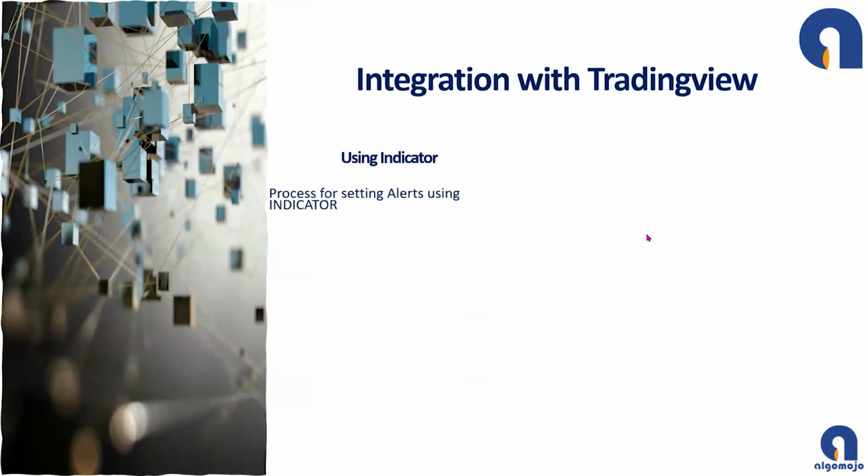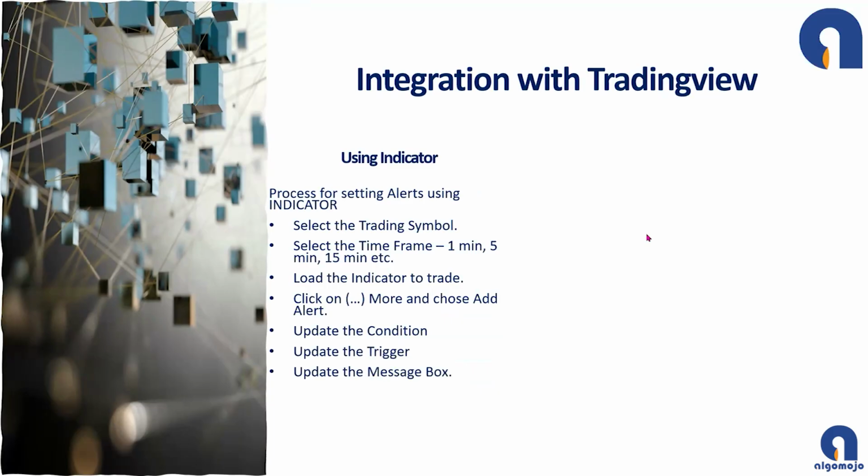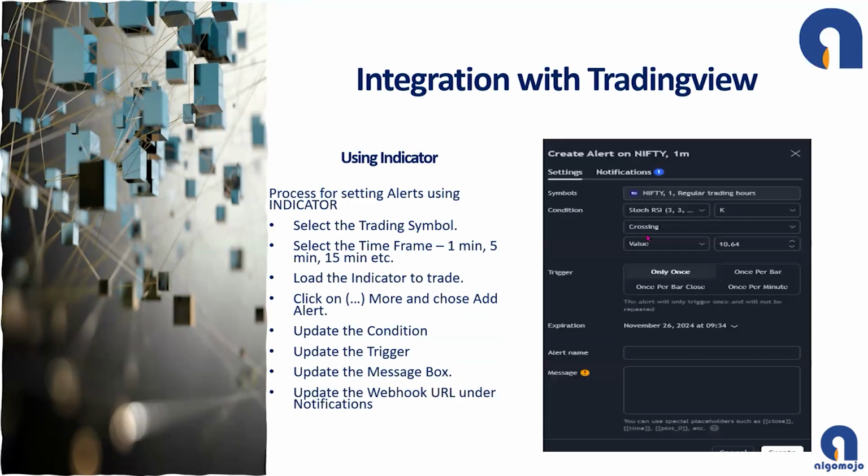Now, if it is an indicator, the pop-up box that you need to update will be slightly different compared to a strategy. For indicators or price-based action, you will also need to specify what conditions are to be met to generate a buy or a sell signal, and when it should be triggered, whether after the close of the bar or at a touch of a level. The message box content is given by Algomojo. Copy that and paste it for either buy or sell, and then update the webhook URL. That's it, you're done.